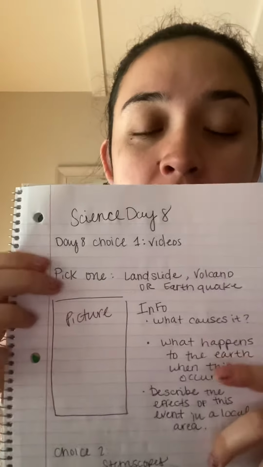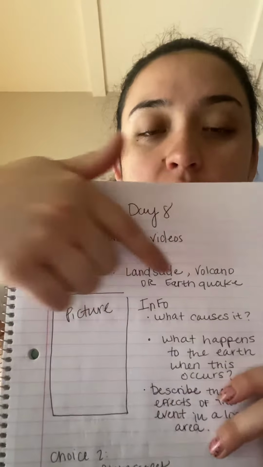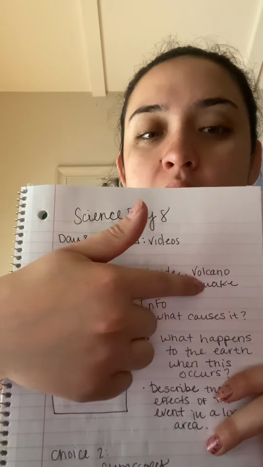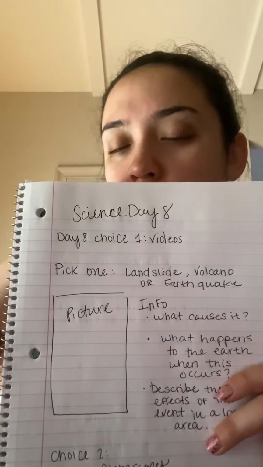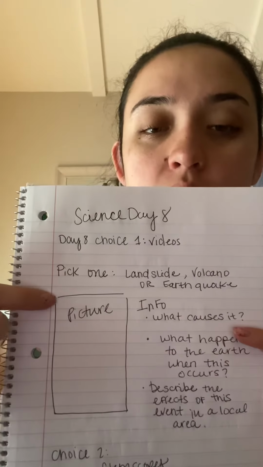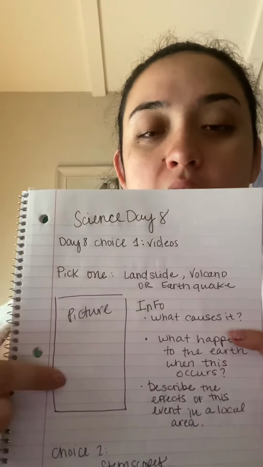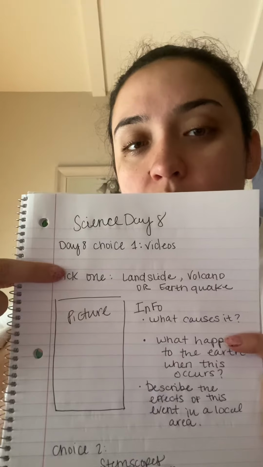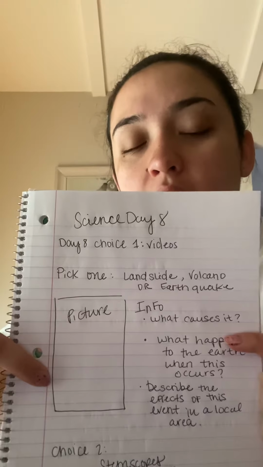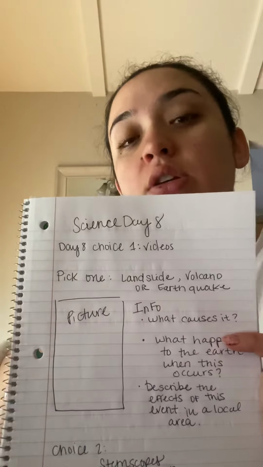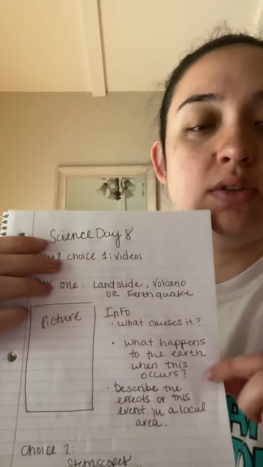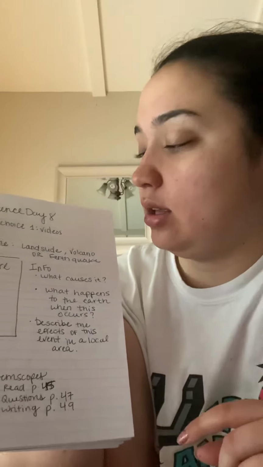Then what you're going to do in your journal, if you're picking choice 1, is you're going to pick one of these. You're going to make a little mini poster type of thing with a landslide, volcano, or an earthquake. On the side, you'll draw a picture of that event happening. After you've watched the videos, you'll pick which one you would like to show, and then you're going to have more information. You might want to rewatch the video on the one that you picked, and then you'll answer these questions that go along with your picture.